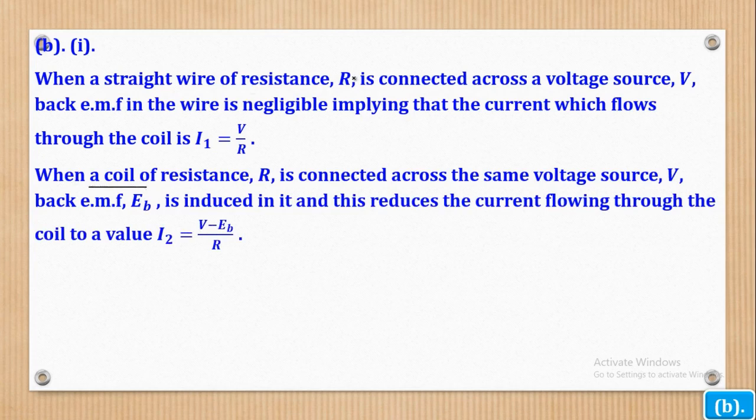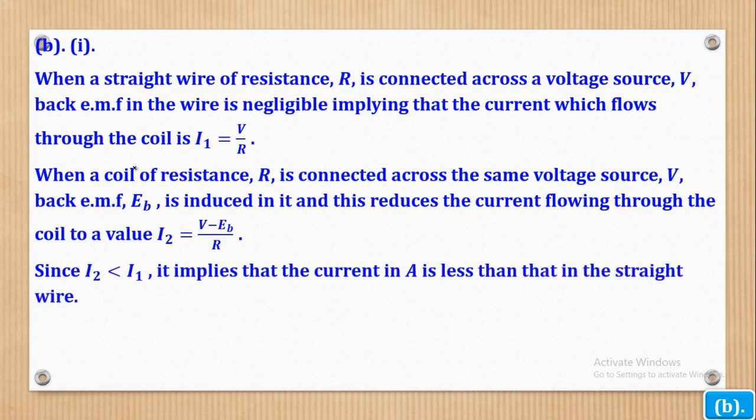When a coil of the same resistance R is connected across the same voltage V, back EMF is induced in it, and this reduces the current flowing through the coil to a value I2, which is given by V minus EB over R. Remember, back EMF is in the direction opposite, therefore the voltage will reduce to become V minus EB, and therefore the current will be V minus EB over R. We shall therefore conclude that since I2 is less than I1, current in A is less than that in the straight wire. So that is how marks would be awarded.